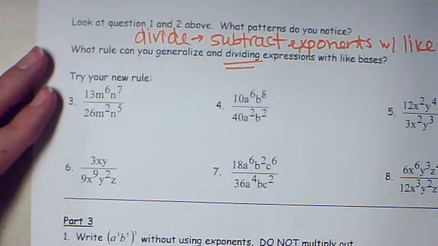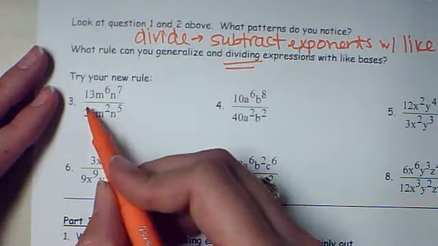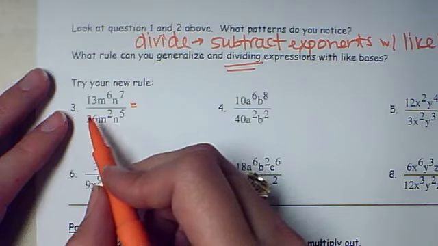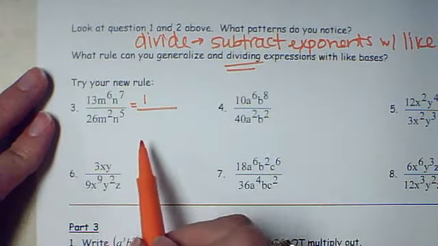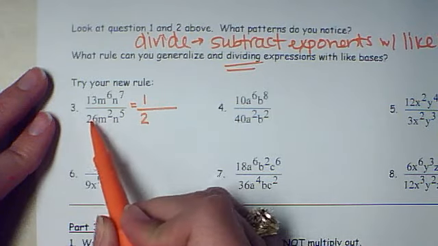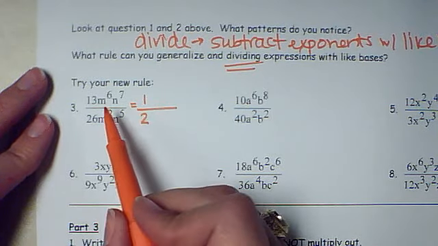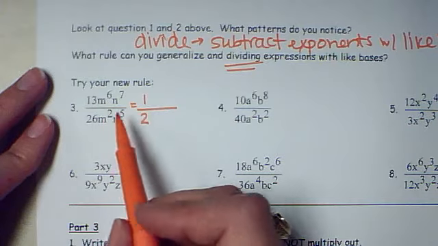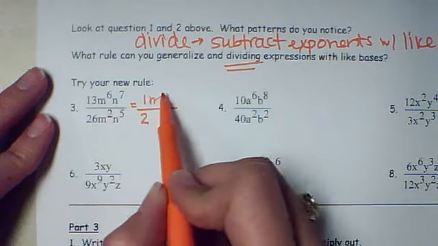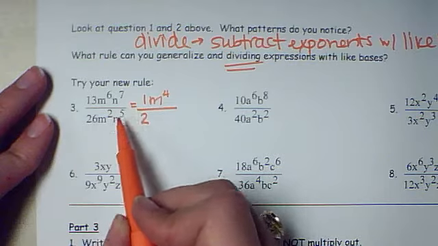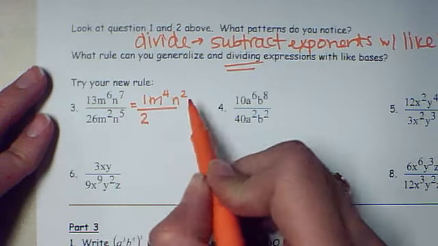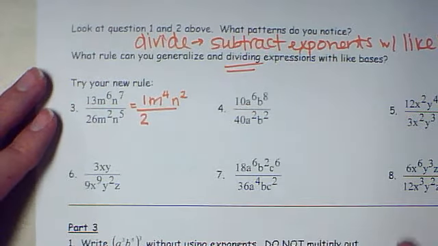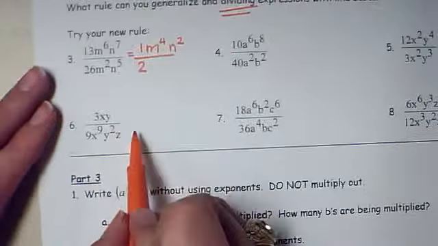For the large numbers or coefficients, 13 over 26 in example 3, I'm going to reduce. The number that goes into 13 and 26 both is 13. So 13 goes into 13 once, 13 goes into 26 twice. 13 over 26 is the same as 1/2. There are more m's in the top. 6 is greater than 2, so I write the m. 6 minus 2 is 4. And n, there's more on top than bottom. 7 is greater than 5. 7 minus 5 is 2, so n squared. And that's my answer. Let's look at number 6.